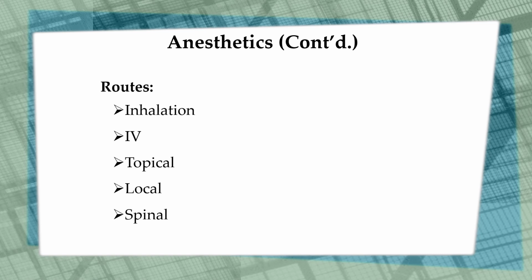Anesthetics can be given in a number of different routes. It can be given by inhalation, it can be given by IV, topical, local, or even spinal. So we've got different ways that we can actually give our anesthetics. We know that some of the quickest ways to get it in our patients is probably going to be IV. And so with IV anesthetics, we've got to be particularly careful with respiratory depression with these particular clients.